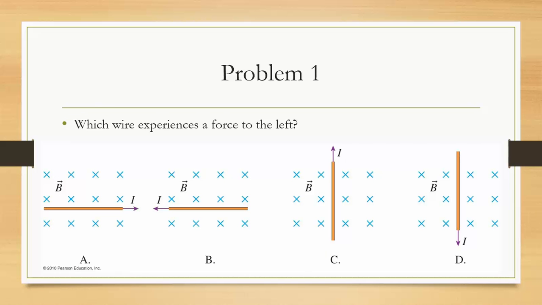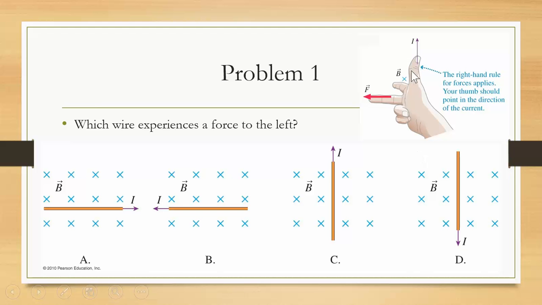All right, so which wire experiences a force to the left? The best way to do this is to put your fingers in the right-hand rule position and point your third finger to the left. That will tell us the direction of the force is going to the left. And then use that to tell where your thumb is pointing. Your thumb will be the direction of the current, and your pointer finger will be the direction of the magnetic field. So which of these choices matches it? If you put your third finger to the left, your pointer finger goes into the page, and your thumb goes up, so the answer is C.